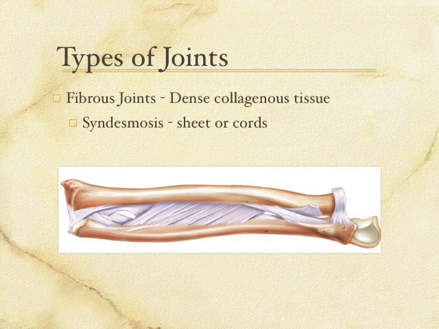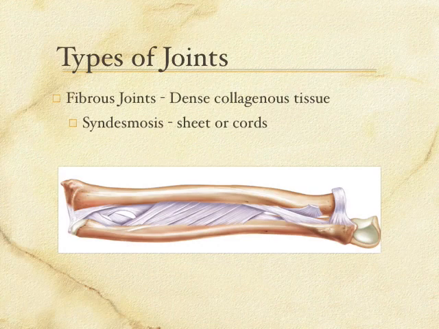Okay, in the fibrous joints, dense collagenous tissue, the first one there is a syndesmosis. Syndesmosis is basically a fibrous type joint where you have sheets or cords that are holding the two bones together. The picture here shows you the two bones of your forearm. Just like your leg has two bones in it, your forearm does. And in fact, the pattern is the same. The two bones kind of operate as one because you can see from one end of the bone to the other, the two bones are locked together with sheets and cords of connective tissue. This is the example of a syndesmosis.